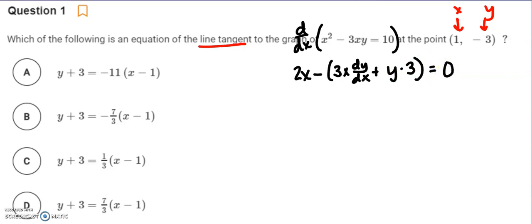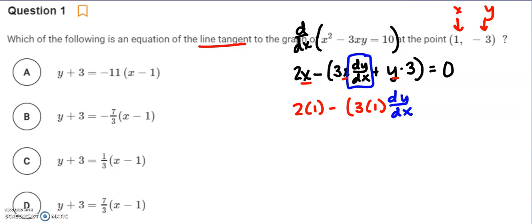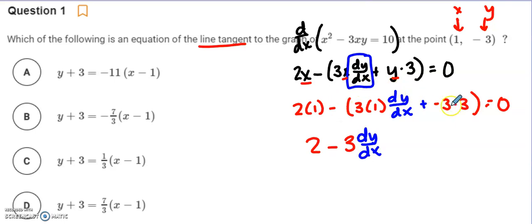So I can isolate dy/dx right now, but I also know that I only want dy/dx when x is 1 and y is negative 3. So I'm going to go ahead and do that. So 2 times 1 minus 3 times 1 dy/dx is what I'm looking for. Plus, that was supposed to change colors, negative 3 times 3 equals 0. So 2 minus 3 dy/dx, this negative sign is going to distribute. So this was negative 9, but now it's going to be positive 9.